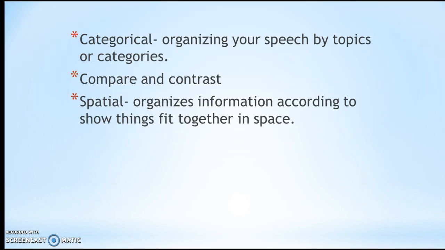So maybe in main point 1 you have a compare. In main point 2 you have a contrast. And in main point 3 you have, well, maybe why compare is correct and not contrast or something like that. You want to make sure you don't have 2 compares and 2 contrasts, that you just have 1 and 1, and then you spread it out equally. And then spatial is organizing information according to space, to show how things fit together in space, how they fit together.